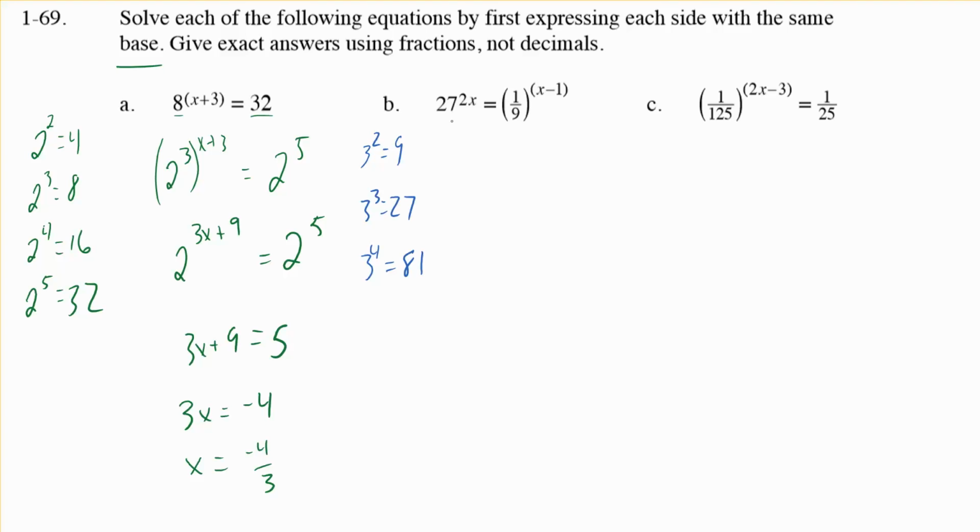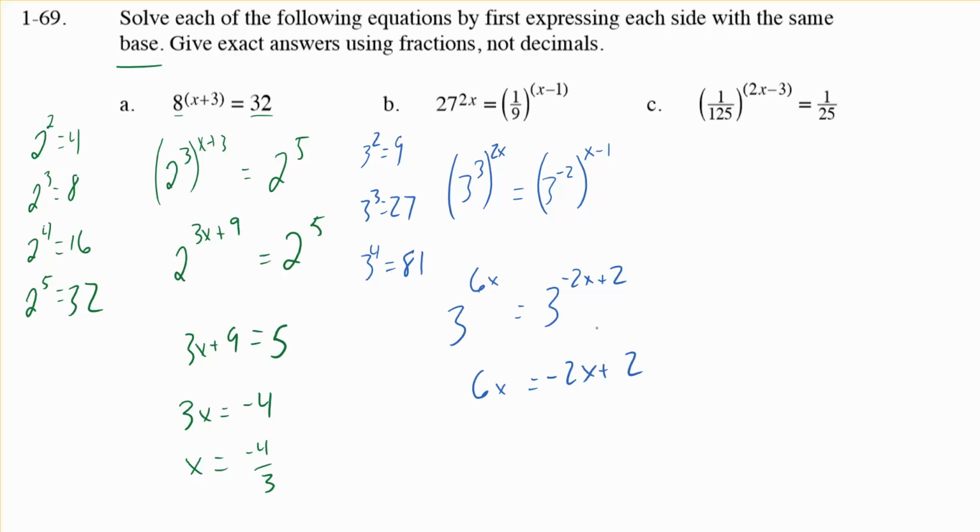So 27 is 3 cubed. So it's 3 cubed to the 2x. And now 1/9 is going to be 3 to the negative 2 to the x minus 1. We do our multiplying. 3 to the 6x equals 3 to the negative 2x plus 2. 6x equals negative 2x plus 2. 8x equals 2. And x equals 1/4.